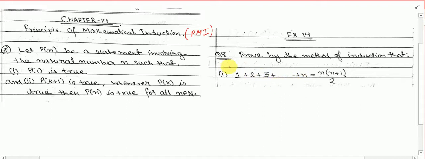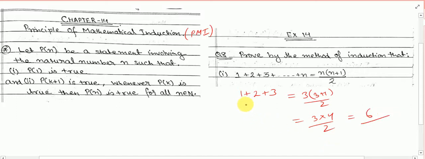numbers. Like here you can see for exercise 14, question number 8. Here one statement is given to you: 1 plus 2 plus 3 plus dash dash dash plus n will be equal to n in bracket n plus 1 upon 2. That means if I take 1 plus 2 plus 3, then using this statement this should be equal to 3 into 3 plus 1 upon 2. So 3 into 4 by 2, this should be equal to 6, and you can see yes, it is 6.